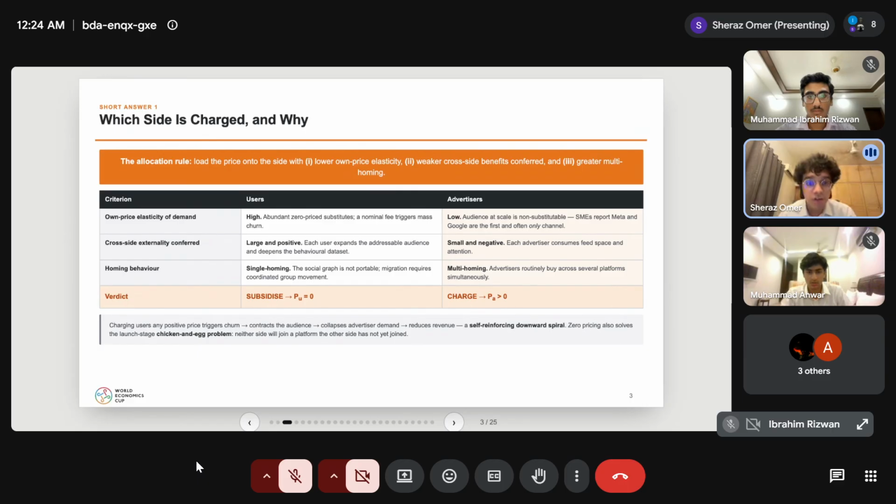Two further factors determine the optimal allocation: own-price elasticity and homing behavior. Users have relatively elastic demand because substitute platforms are available, whereas advertisers, especially small businesses, have relatively inelastic demand because Meta is often their most effective channel. This same asymmetry also determines the tax incidence we discuss later.